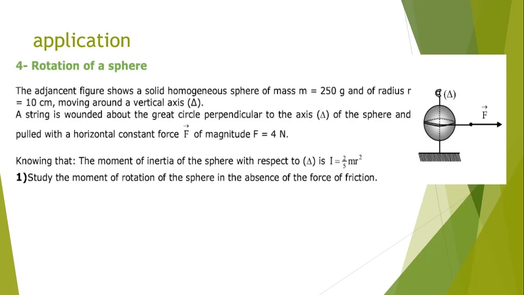So this is the string wound about the great circle, so around the sphere, and the force coming from this string has a line of action perpendicular to the axis of rotation delta passing through the center of the sphere. Knowing that the moment of inertia of the sphere with respect to the axis of rotation delta is I equal to 2 over 5 mass of the sphere times its radius squared.